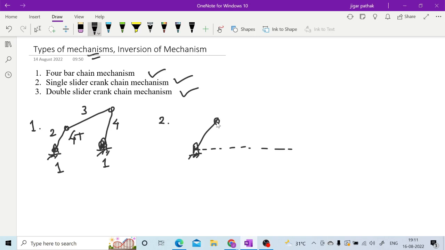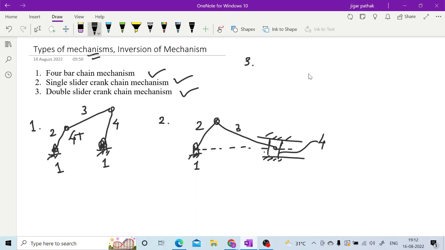Right, so here in the case of this single slider crank chain mechanism, you have this fixed cylinder or fixed link. Inside that, your slider will slide or oscillate. So you have links 1, 2, 3, and this slider is the 4th link. This is how you have your second mechanism, that is the single slider crank chain mechanism.